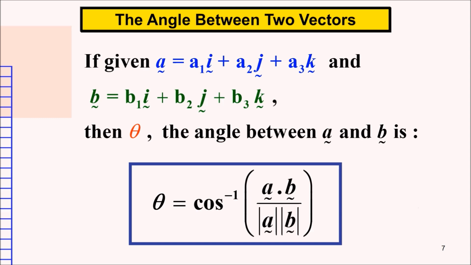Now, let us look at the angle between two vectors. So, if we are given two vectors, vector A and vector B, then theta, the angle between vector A and vector B, is defined as theta equals cos inverse of A dot B divided by magnitude A times magnitude B. If you observe this formula, this is from rearranging the dot product that involves the angle between the two vectors.